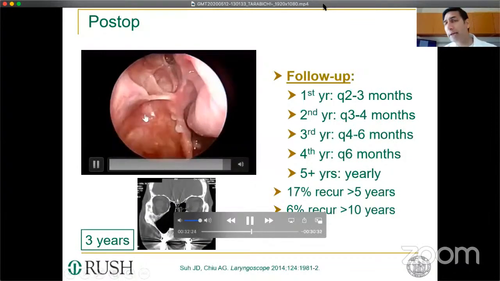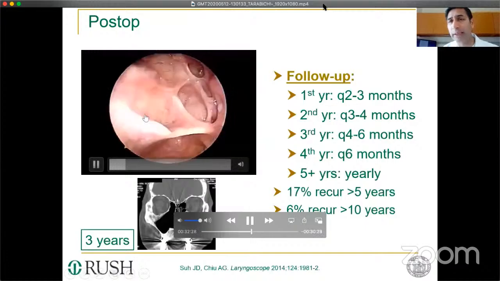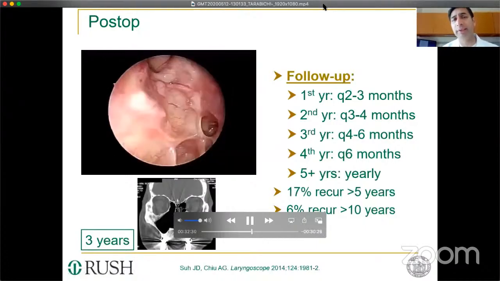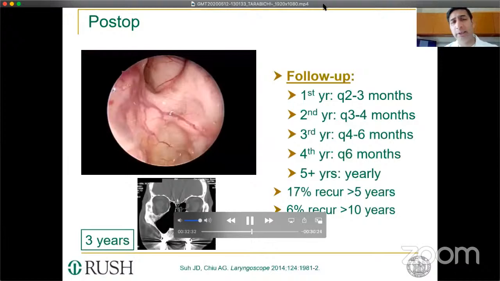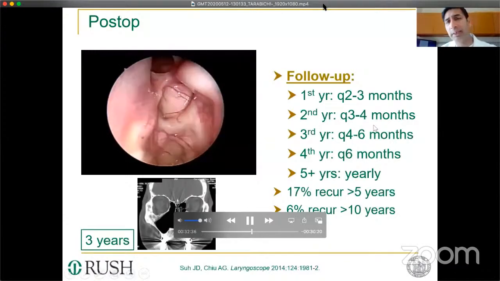This does not happen accidentally. This can take months for this to mucosalize and heal, and you really have to proactively manage that cavity to ensure good healing. This is my follow-up scheme.